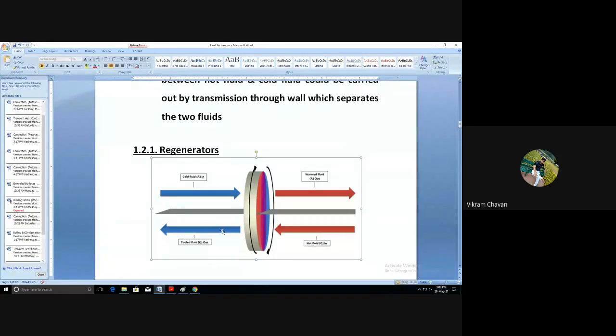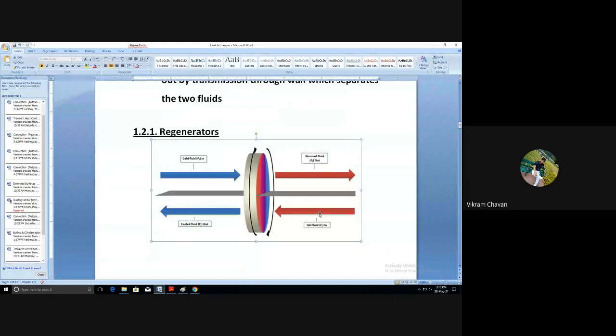The disk will get rotated, and as the heat is transferred to the structure, the temperature of the hot fluid decreases, and we get the cold fluid from the other side. As the disk rotates, the cold fluid passes over the heated material, and that matrix-like structure releases the heat to the cold fluid, and we get the hot fluid from the other side. So this is the regenerator.